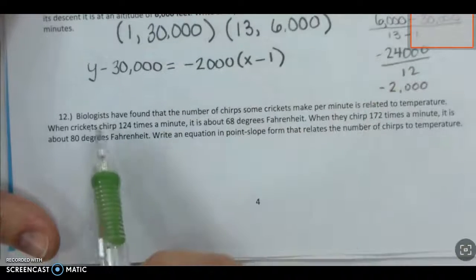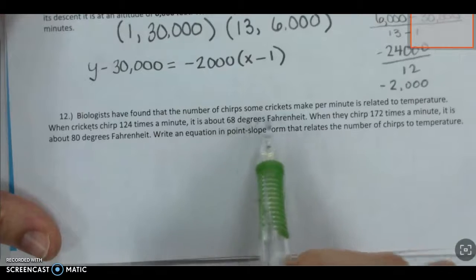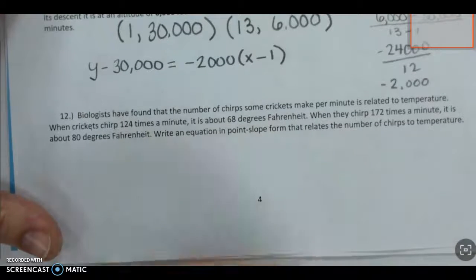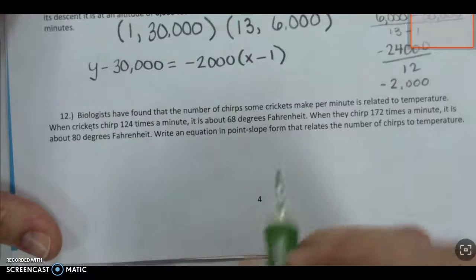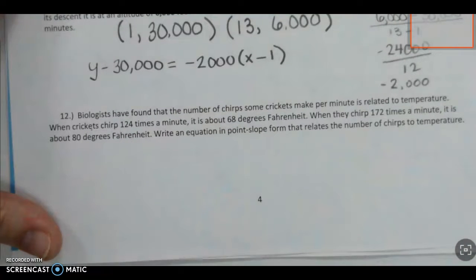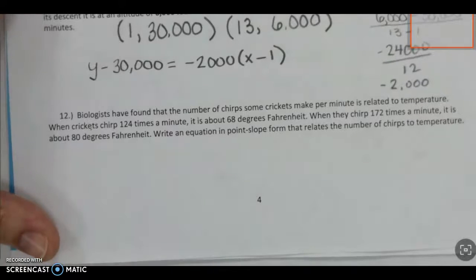Okay. Biologists have found that the number of chirps some crickets make per minute is related to temperature. When crickets chirp 124 times a minute, it's about 68 degrees Fahrenheit. Neither one of those is time. So which one's X and which one's Y? Here's the thing. Which one depends on the other one and which one doesn't care? Time doesn't care if you're looking at TikTok and doing a math problem. The clock is going to keep going. The clock has nothing to do with you. It's independent of what you're doing.